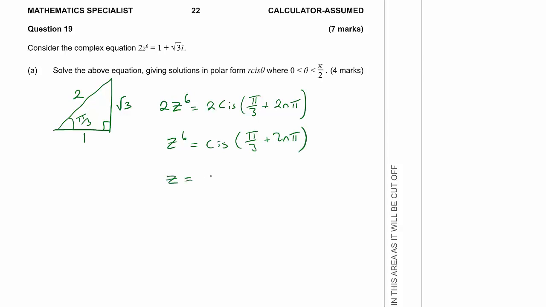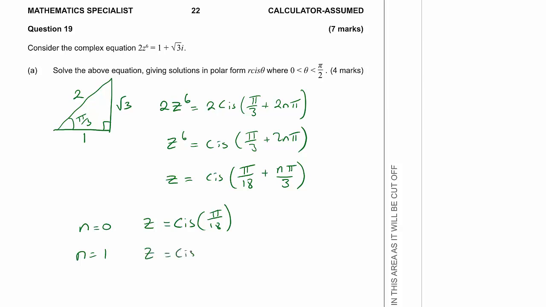And so z would be cis pi by 18 plus 2n pi by 6, which is n pi by 3. So if n is equal to 0, we get z is equal to cis pi by 18. Pi by 18 is certainly in our range. If n is equal to 1, z is going to be cis pi by 18 plus pi by 3. Pi by 3 is 6 pi by 18, so that would be 7 pi by 18.